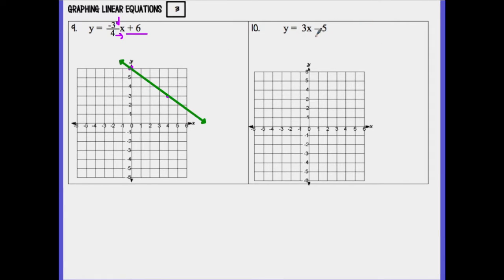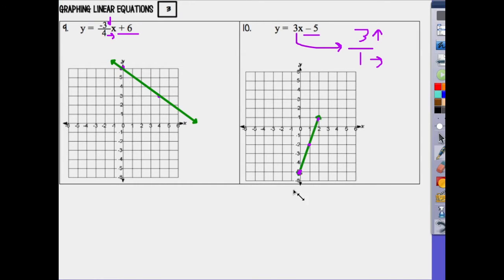Next one, same idea. Start at -5, and then your slope here is 3. Remember, 3 as a fraction is 3 over 1, and it's positive, so it's going to be up and right. So start at -5 on the y-axis, then move up 3, right 1. Up 3, right 1. You've got 3 nice points, so we can draw our line through nice and straight. And then we're good.